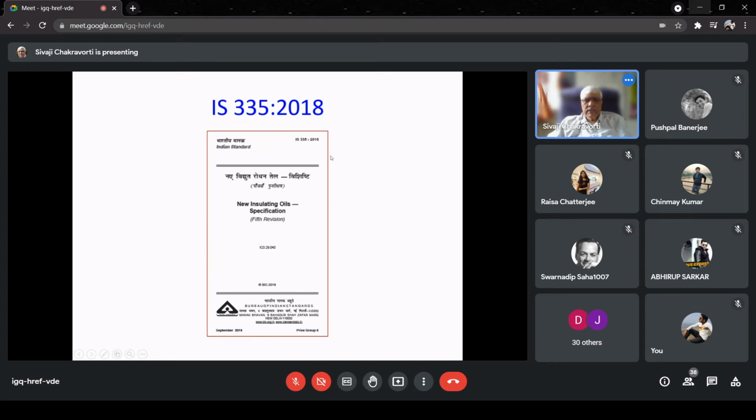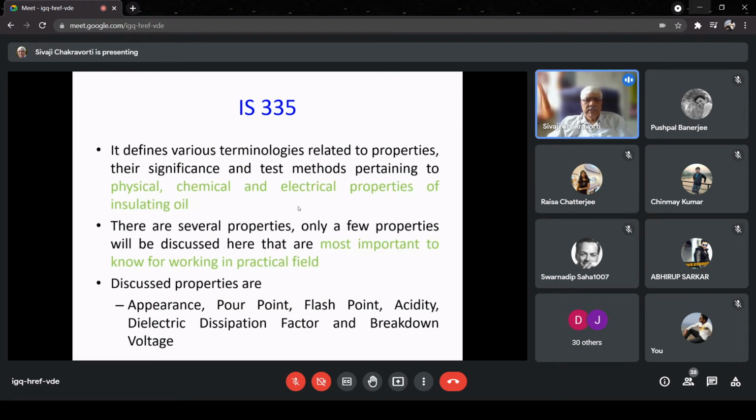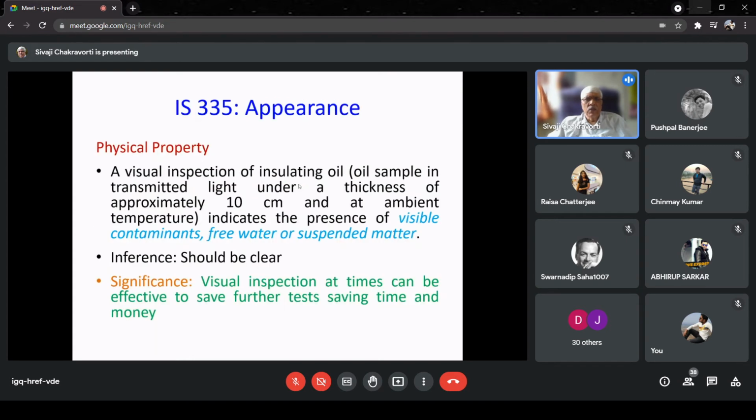This is the top page of IS-335, just for your information. It defines various terminologies, properties, etc. of the oil. Some of the properties I'm just telling. One I have already discussed: appearance. It comes under the physical property segment, and there is a process for how we have to test it. You can see here the oil sample is viewed in transmitted light under a thickness of approximately 10 centimeter and at ambient temperature. That should be the visual inspection. That means we don't just go and look at it; there are certain ways to look at it. If it is a good oil, it should be clear.